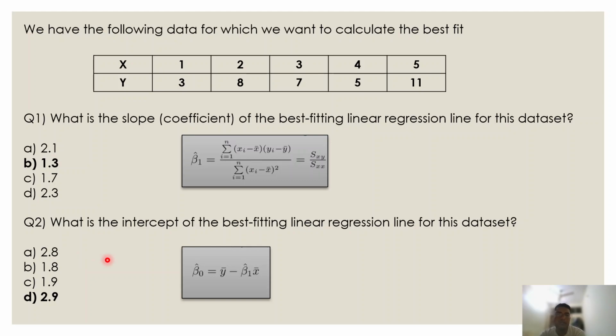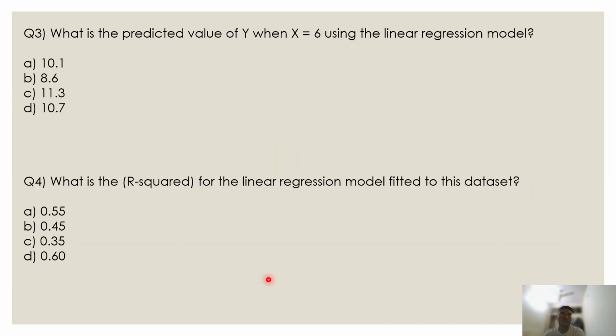B and D, and calculate the beta zero. That is, the intercept is equal to y bar minus beta one into x bar. That's exactly the calculation. So let's move to another question. It's a bit of a twisted question. What is the predicted value of y when x is equal to 6 using the linear regression model?